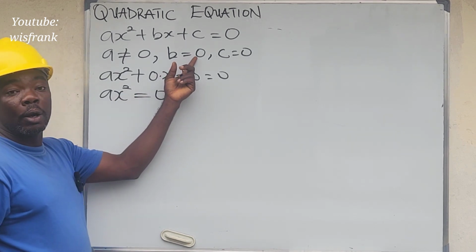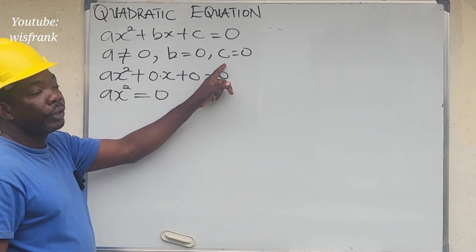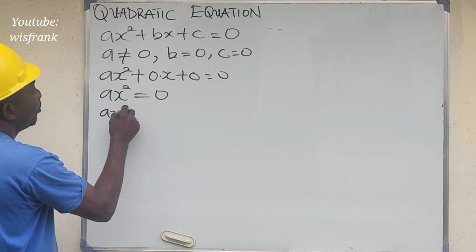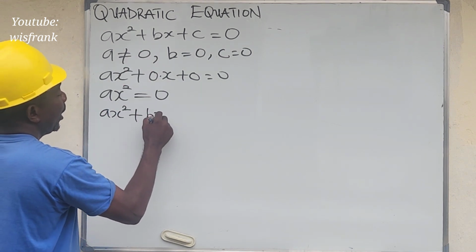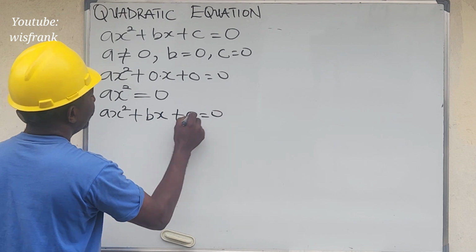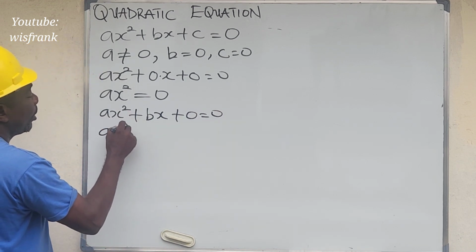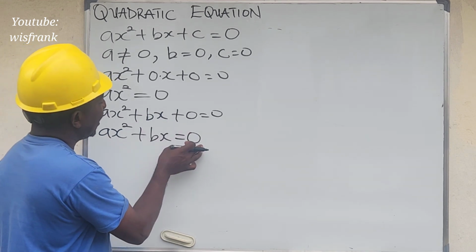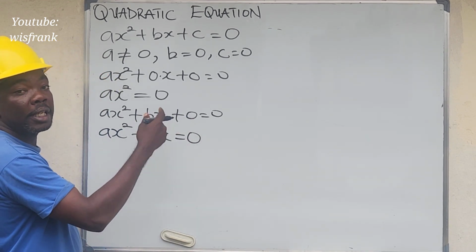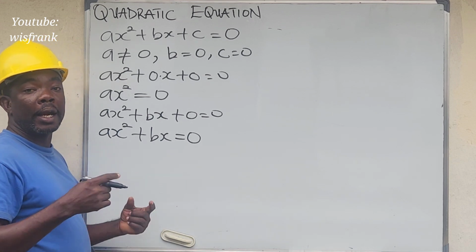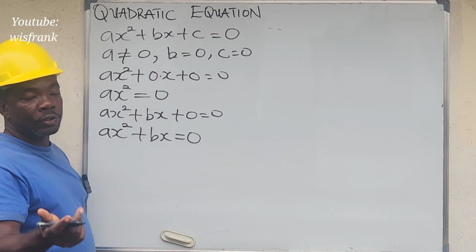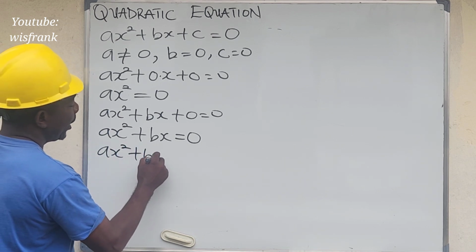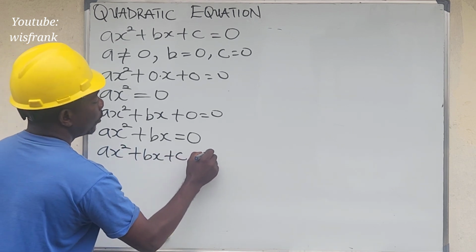And let's see another way where c alone equals 0. When c alone equals 0, we have ax^2 + bx + 0 = 0. Therefore, we have ax^2 + bx = 0. We can see that c is not there because it is equal to 0. We look at another form where none of them equals 0, where we have ax^2 + bx + c = 0.